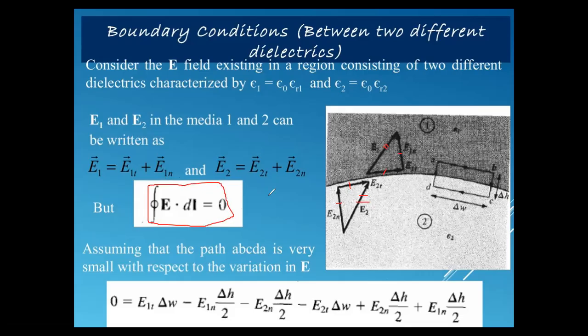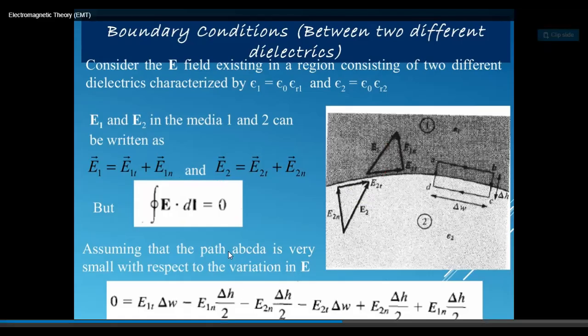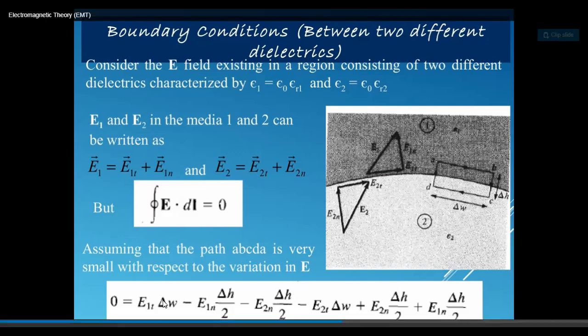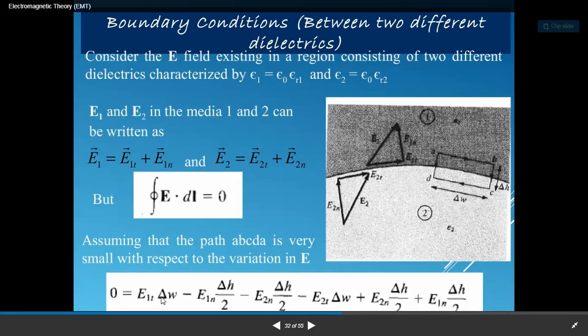I will use this. How to use this? See, just very quickly, because the derivation is not that important from the GATE point of view, but the concept is very, very important. As it says, E1T delta W. See the figure, delta W means the length part.